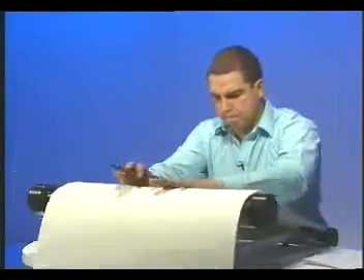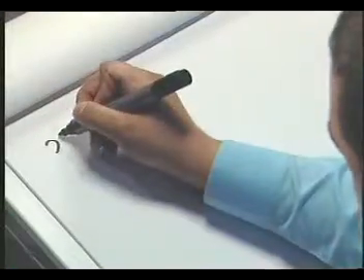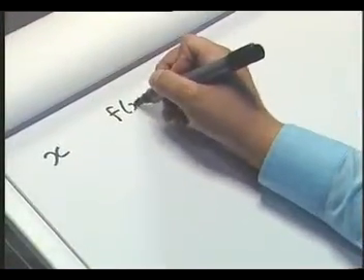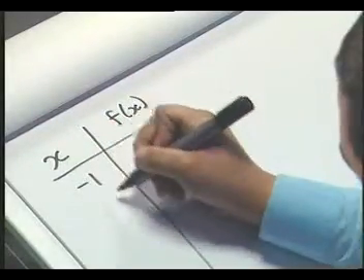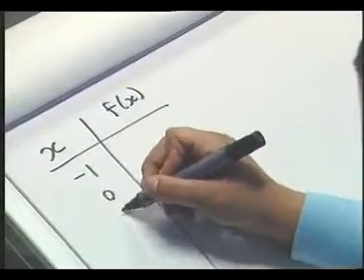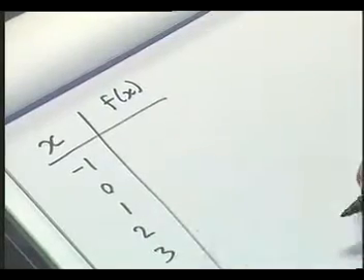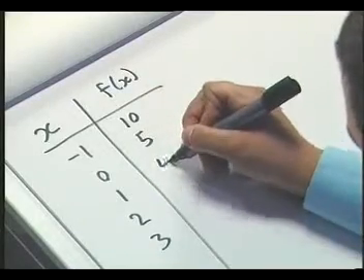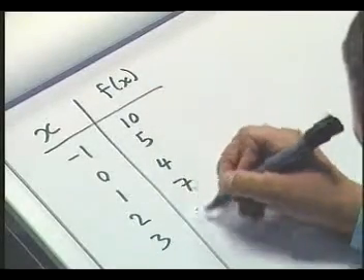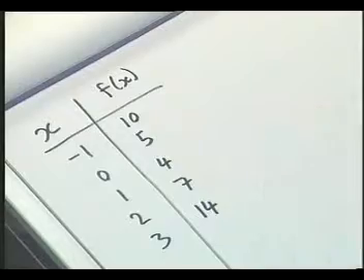And what we can do is, as before, just put this into a table to make it nice and easy to make a graph of the function. So we put it into a table of x and f of x. And for our arguments, we had minus 1, 0, 1, 2, and 3. And for our outputs, we had 10, 5, 4, 7, and 14. Okay, so let's do a graph of this function then.